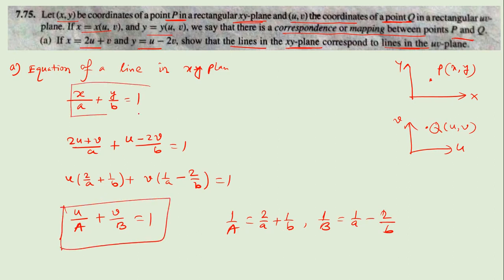We take this in the xy plane and we get the uv plane with a similar type of equation. So this is the equation of a straight line, and this is also the equation of a straight line. Clear?